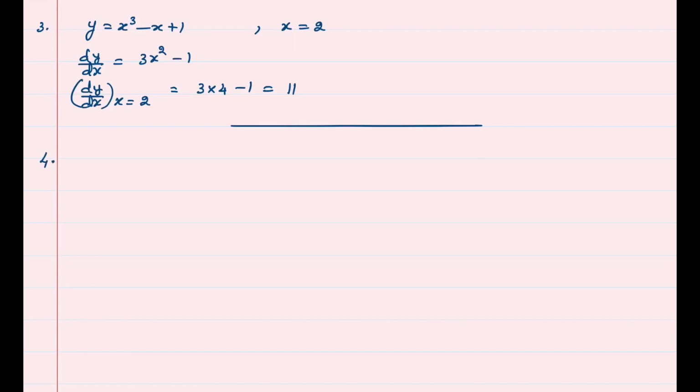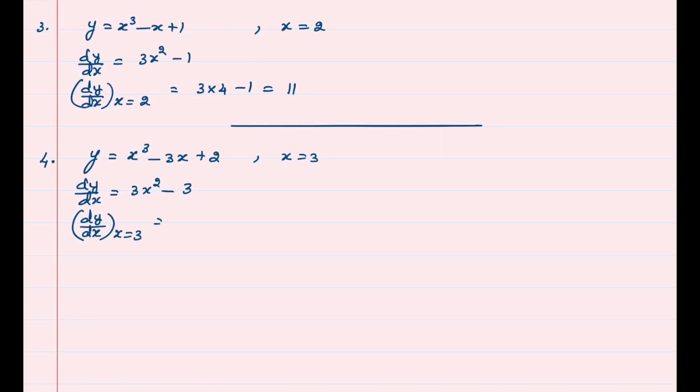Question number 4. Find the slope of the tangent to the curve y equal to x cube minus 3x plus 2 at the point whose x coordinate is 3. It is the same type of question. dy by dx, derivative of x cube is 3x square minus 3 times 1. We will find dy by dx at x equal to 3. 3 times 9 minus 3. 27 minus 3, which is 24.